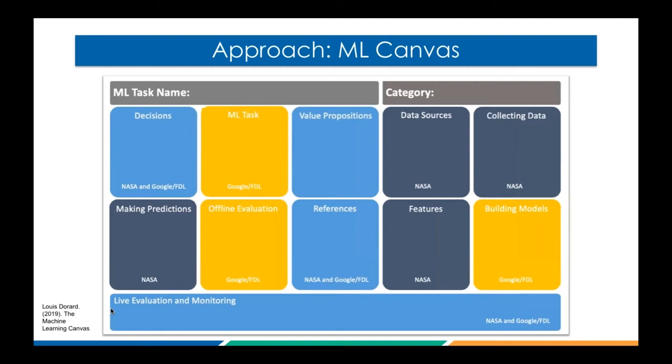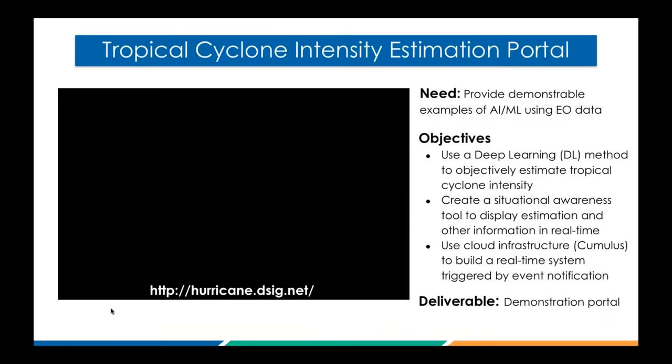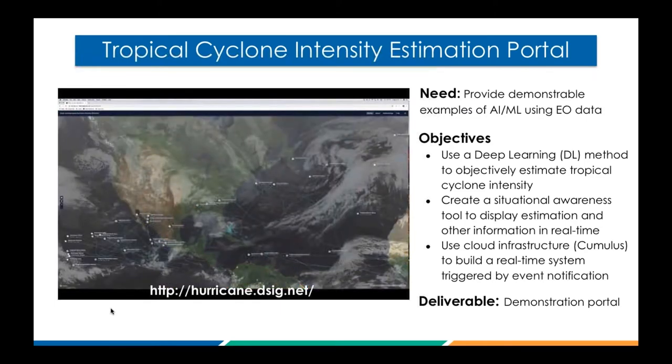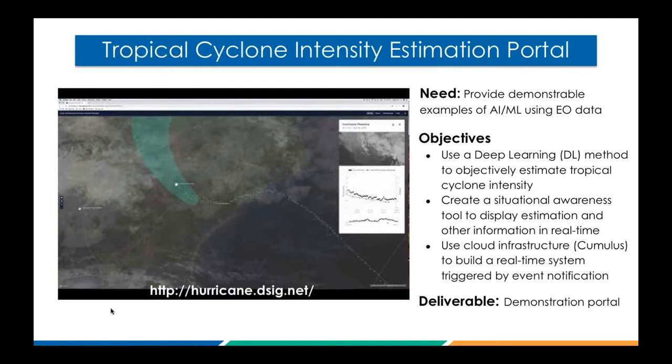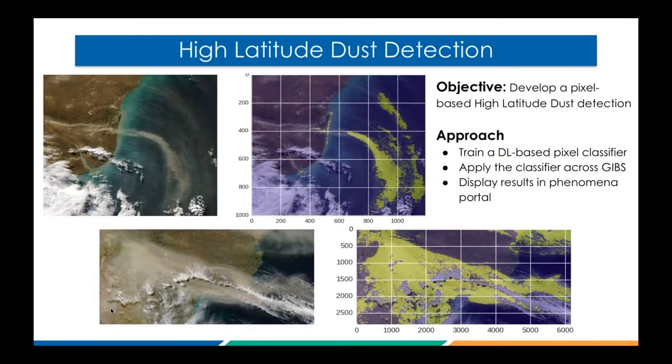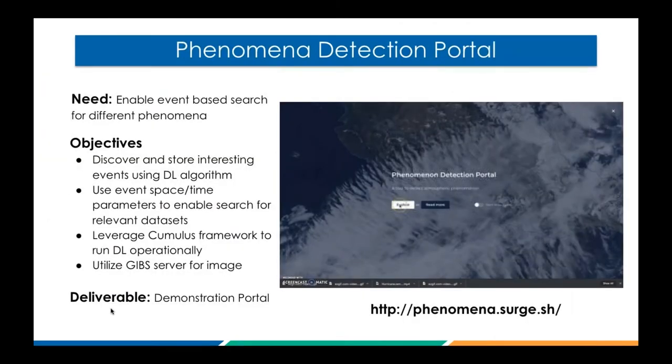Let me go through some of the examples really quickly. This is some of the examples we worked on. This is estimating hurricane wind speed using satellite imagery, which is GOES imagery. We are working on phenomena detection. This is transverse cirrus bands, which is important for aviation. High latitude dust. The goal behind all these detections of the phenomena is that we can add them to our existing data visualization tool so that the visualization becomes more dynamic. You can actually look at things that are happening within the satellite image in real time.